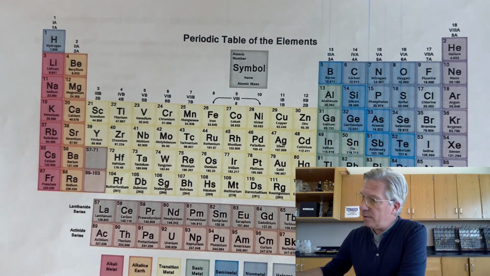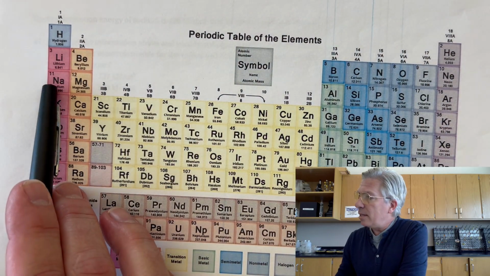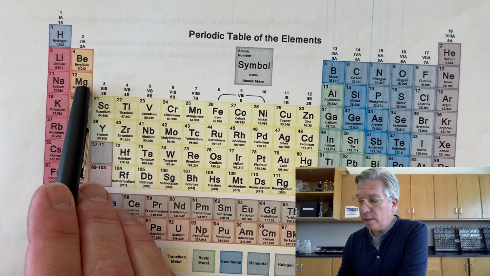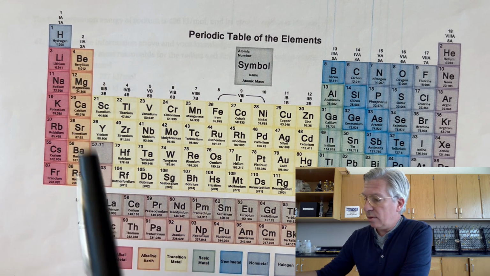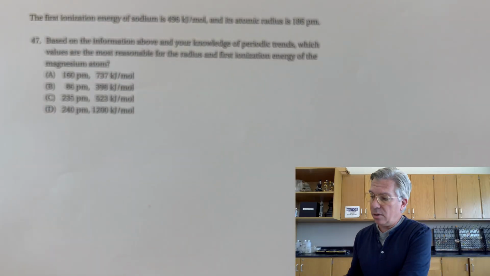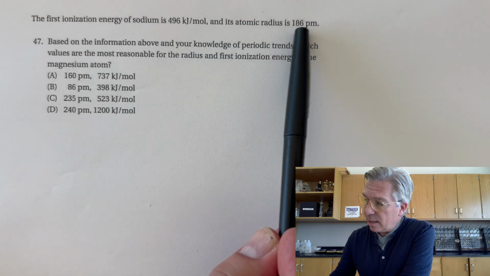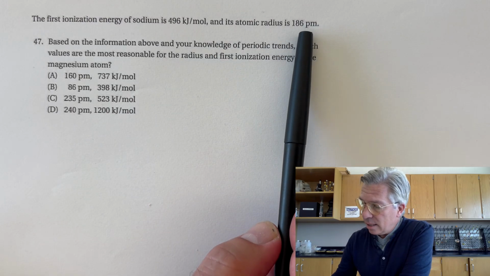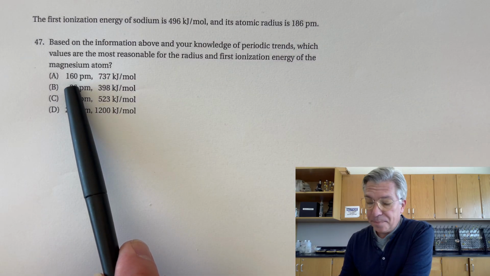So here we're given information about sodium. Magnesium is right next door. So we want to know what's some reasonable estimates for magnesium. Now, because magnesium has one more proton, we would expect it to be a little bit smaller. So let's first look for something that has a smaller radius than 186, and that gives me the first two.